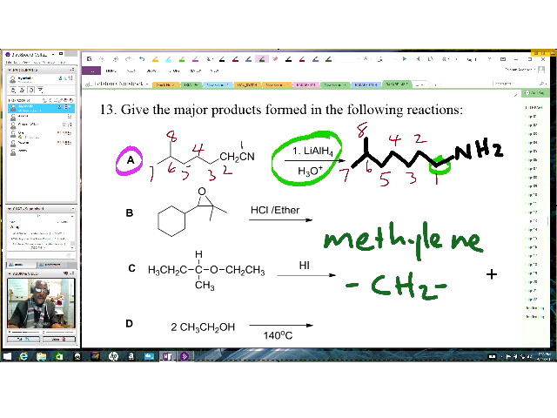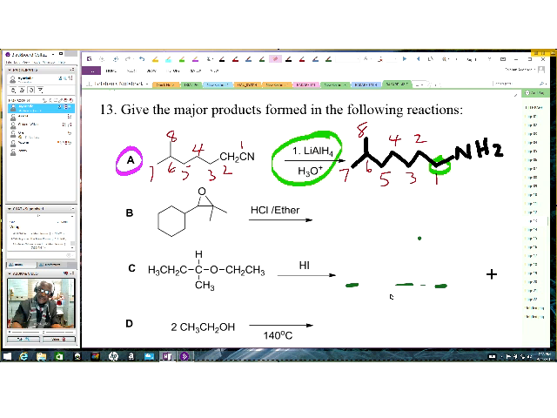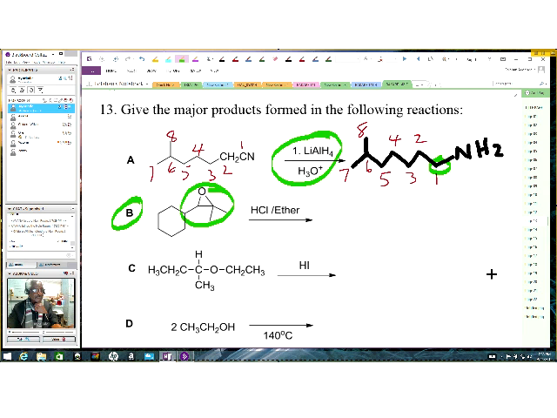Okay, so let us go to the next one. That is B. For B, what we have here, can anybody tell me what class of compound is this? What type of functional group do you have there? Epoxide. Excellent. You have an epoxide.